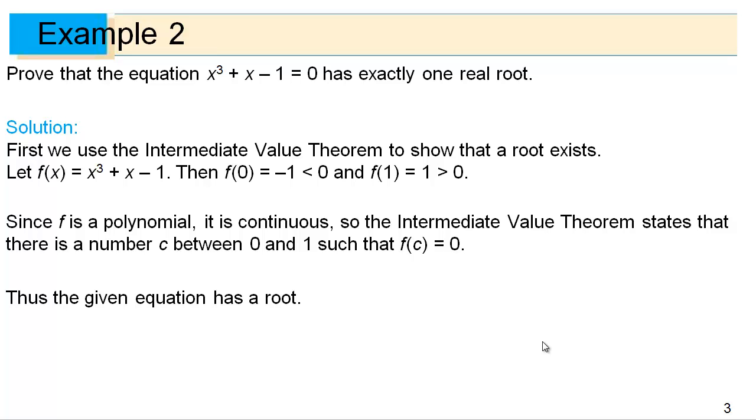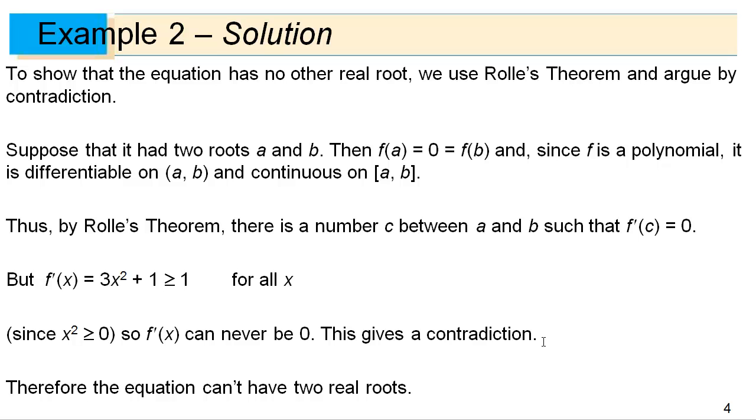So somewhere between 0 and 1, because this function is continuous, and it's a polynomial, so we know it's continuous, the intermediate value theorem tells us that there has to be at least one number c such that the function crosses the x-axis and has a y value of 0. So we found one root. Now we want to prove that there's only one, that there can't be two. Well, that's where Rolle's theorem comes in. Because if we can contradict Rolle's theorem, then we know it's not true, and then we know we don't have a second root. So let's suppose that the function actually does have two roots.